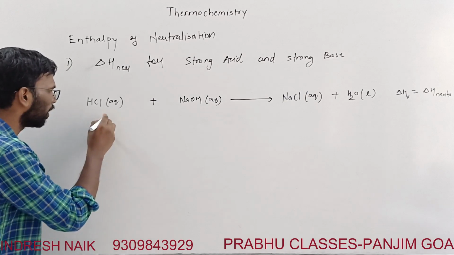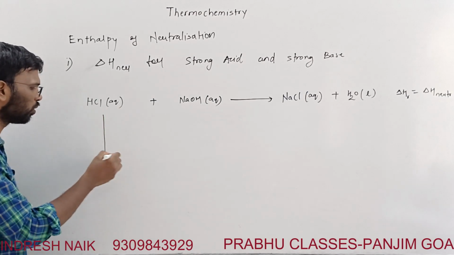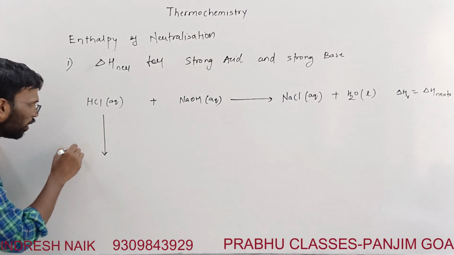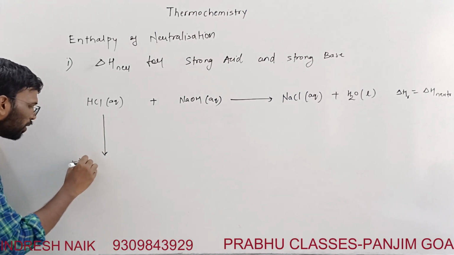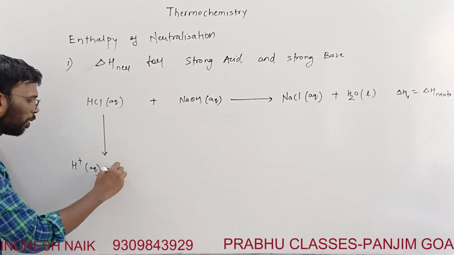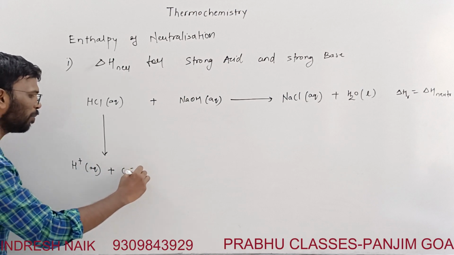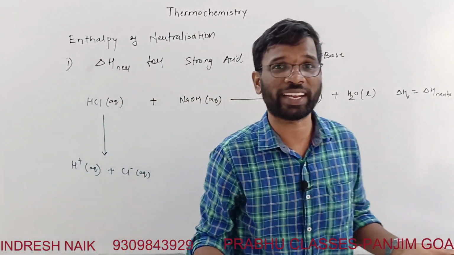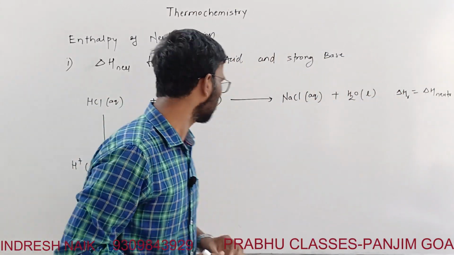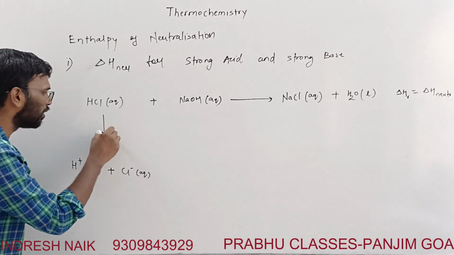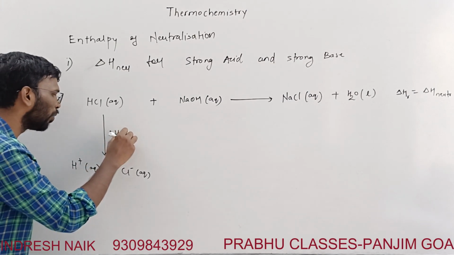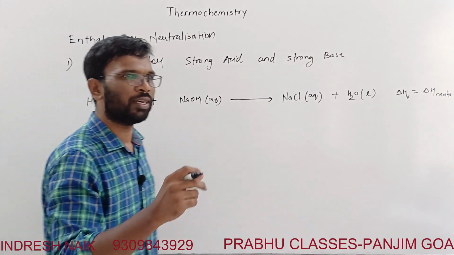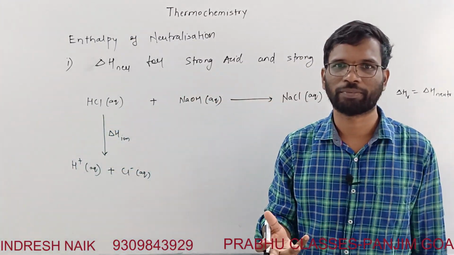what is this? This is aqueous. We'll use Hess's law of constant heat summation. So this will split as what? H plus aqueous plus Cl minus aqueous. Now the energy required to dissociate HCl is called the enthalpy of ionization, delta H ionization over here. Now this is aqueous. HCl is a strong acid, right?